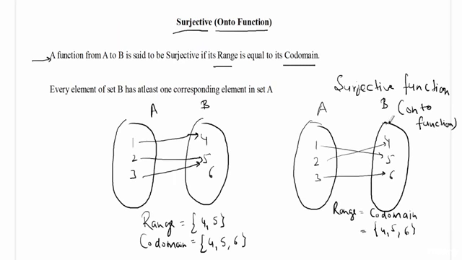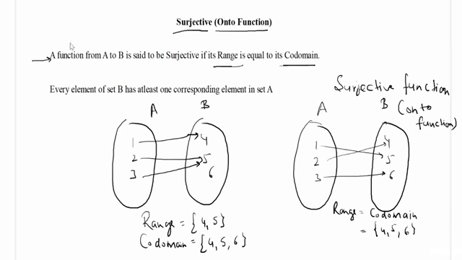A function in which every element of set B has a corresponding element in set A is called a surjective function. And clearly, whenever this happens, the range will become equal to the codomain. So all those functions for which range and codomain are equal are surjective functions.